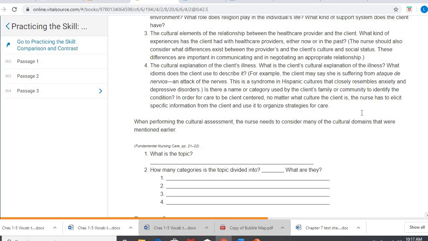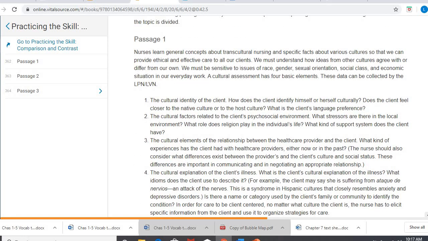This is practicing the concept of classification. They're taking a large topic. In this case, they're talking about cultural assessments, cultural sensitivity and assessing, and they're taking it into 4 categories.